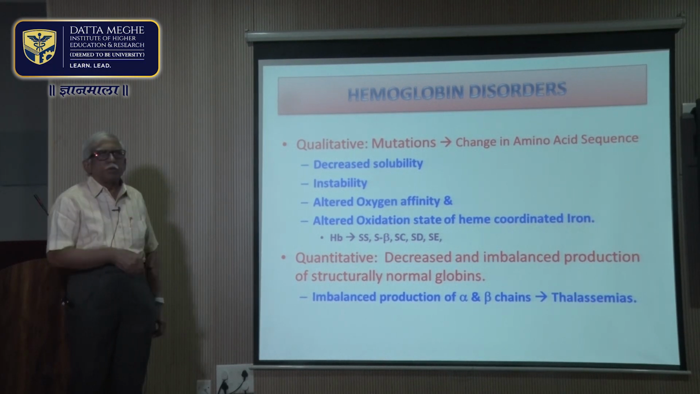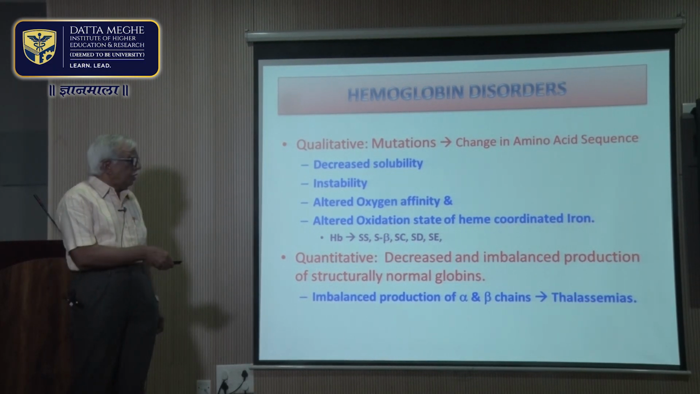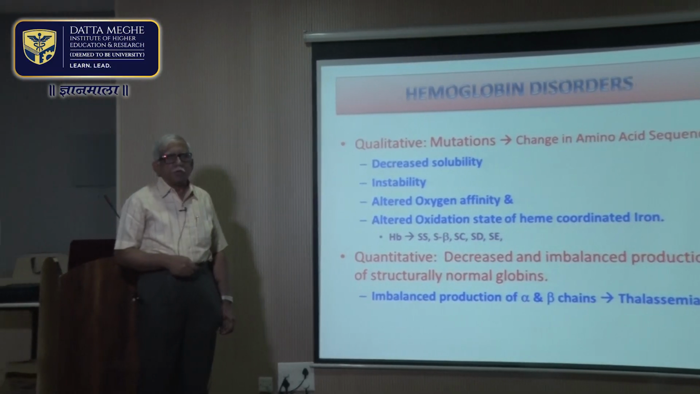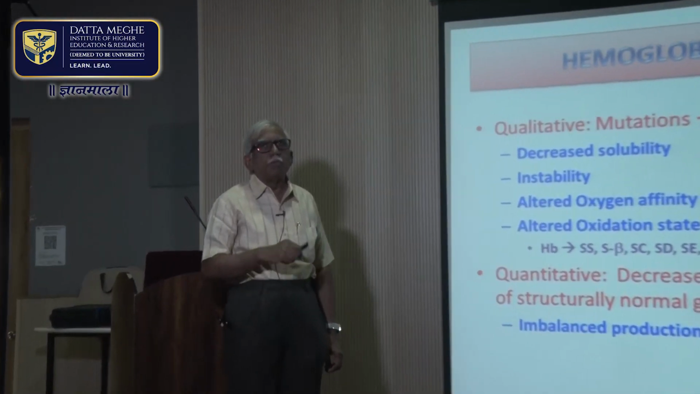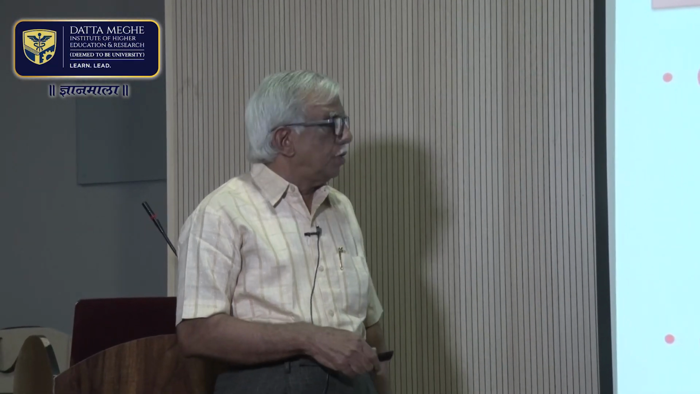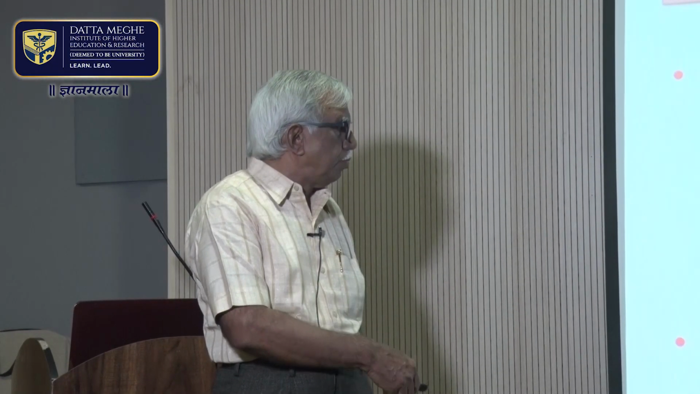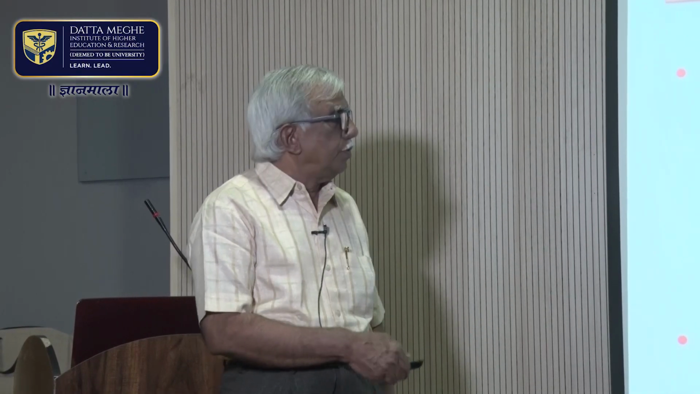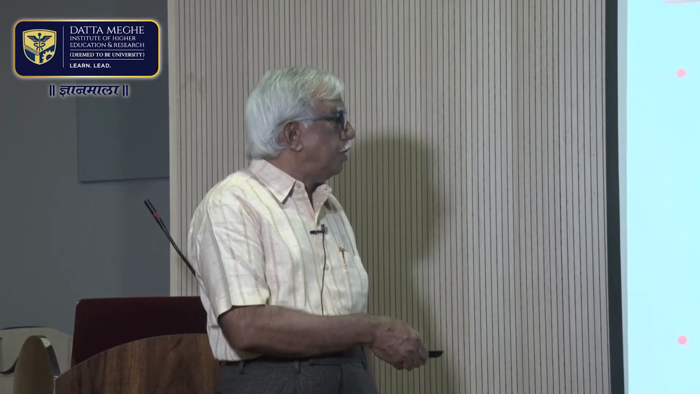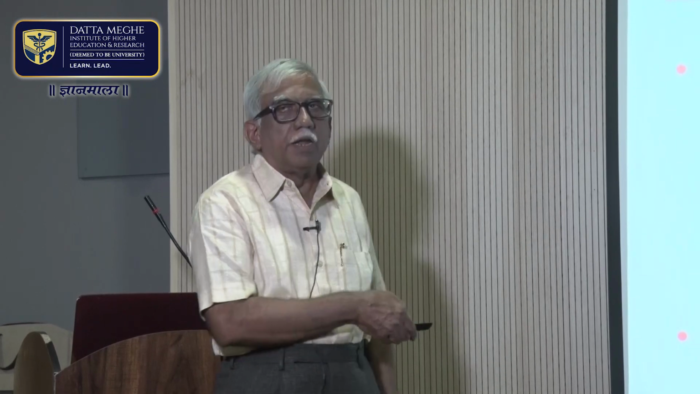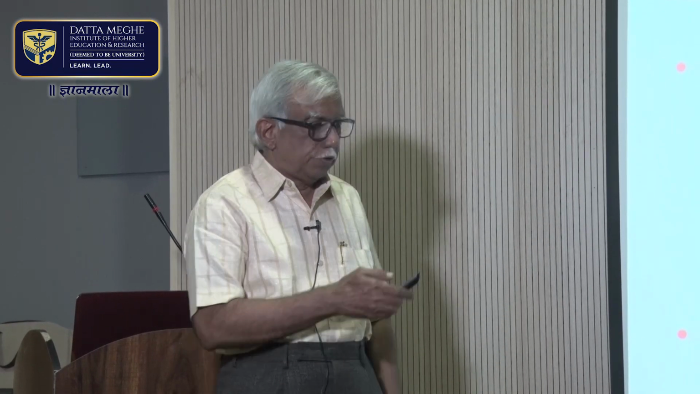Now, quantitative disorder, there is a decrease and imbalanced production of structurally normal globins. Now, as we have seen, there are pairs of polypeptide chains, alpha chain and beta chain. Now, one of the chains is not getting synthesized. So, that will result in an alteration in the ratio, and this imbalanced production of alpha and beta chains leads to the thalassemias. So, quantitative disorders are collectively called thalassemias and qualitative disorders are collectively called hemoglobinopathies. Right. Next.